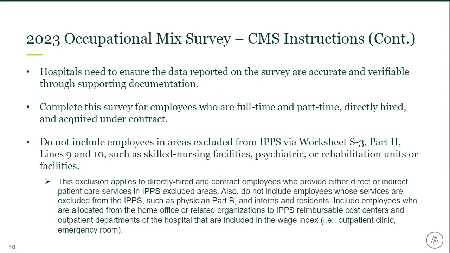According to CMS instructions, hospitals need to ensure the data reported can be verified through supporting documentation. Generally, the MAC will request the underlying data used to complete the occupational mix survey. The survey will be an Excel version, which is available on the CMS website along with the instructions. We recommend having the employee level detail to include job description and payroll earnings codes. The MAC will need a paid hours payroll report or monthly trend report.